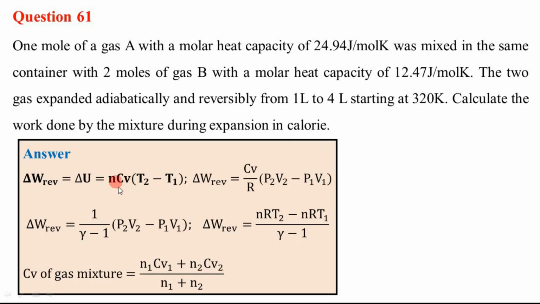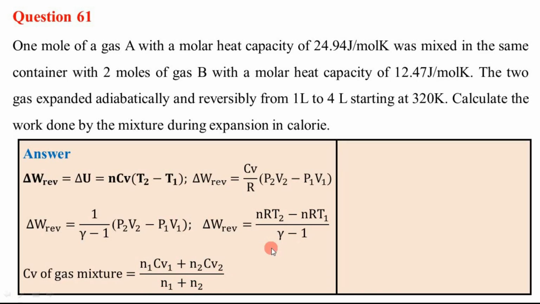We are going to use the combined number of mole. So this is the formula, CV of gas mixture. That is how we calculate the combined CV. You take the N1, the number of mole of gas 1, times the CV of gas 1, plus the number of mole of gas 2, times the CV of gas 2, dividing with the number of mole of gas 1 plus the number of mole of gas 2. Okay, here then what we don't have is the T2.